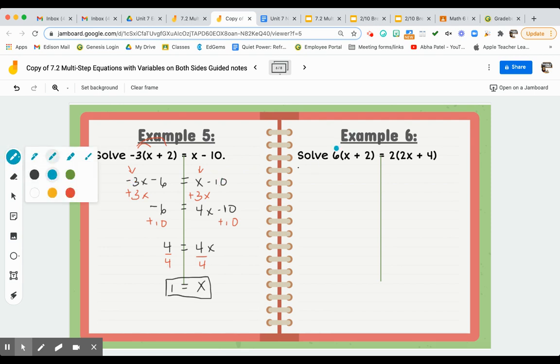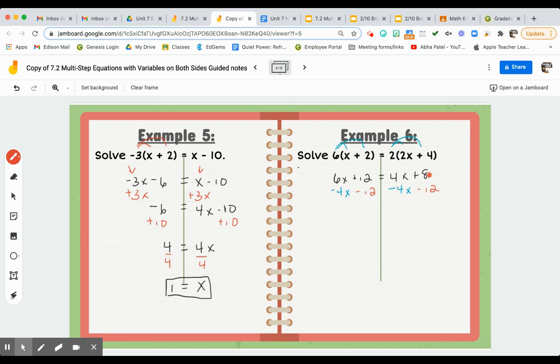Another problem. Distribute. So that gives you 6x plus 12 is equal to 4x plus 8. And something you can do, and again, you have to be really confident in this, but you can move the variable to one side and the constants to the other side in the same step, meaning that you can subtract 4x and simultaneously subtract the 12.